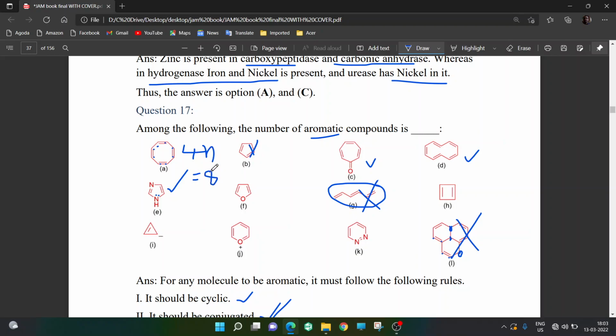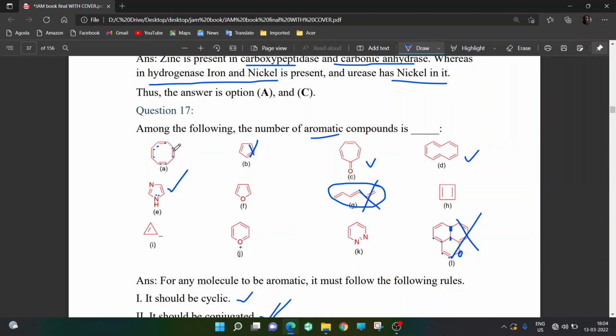So when a system follows all the other rules of aromaticity, that means it is cyclic, conjugated, planar, but it has 4n number of pi electrons, then it is anti-aromatic. Anti-aromaticity is explained through the molecular orbital picture. Basically it is very unstable. So the molecule would rather remain non-aromatic than be anti-aromatic. So what it does is it loses its planarity.